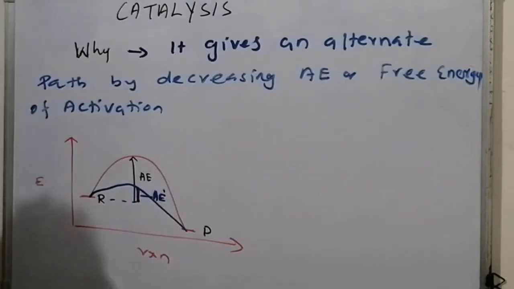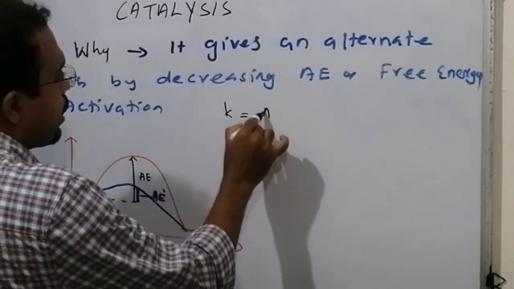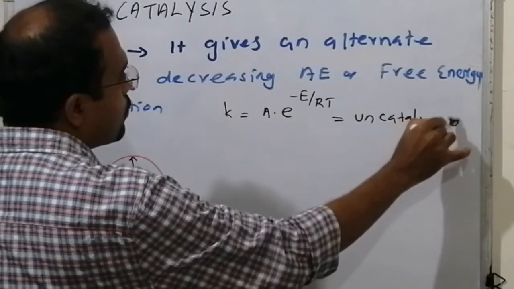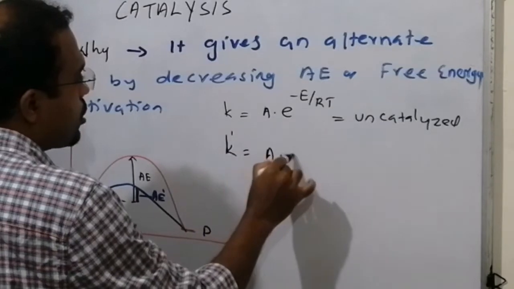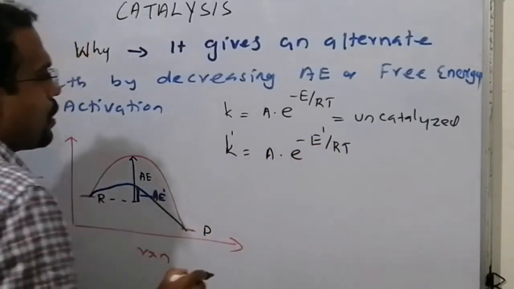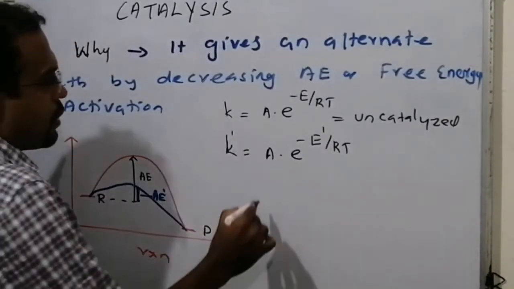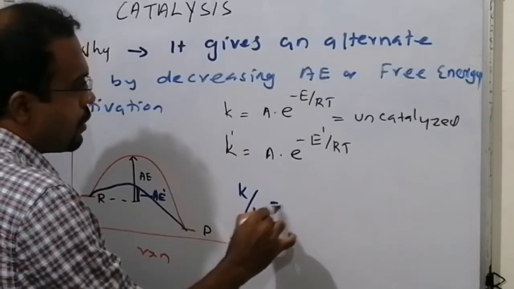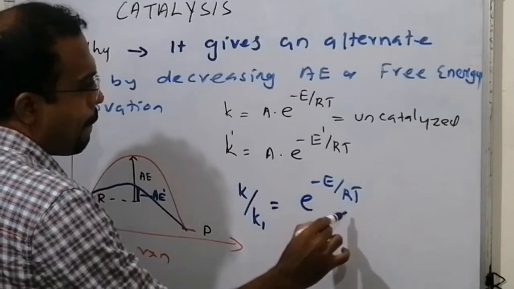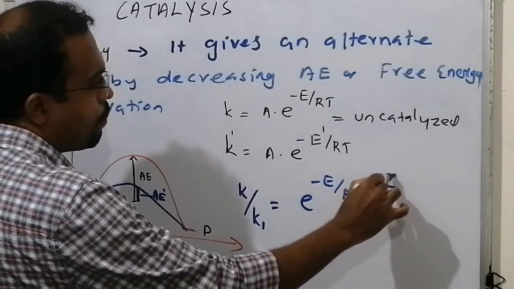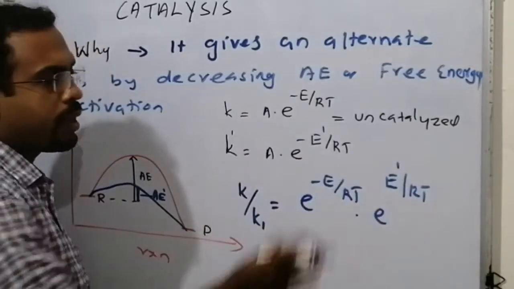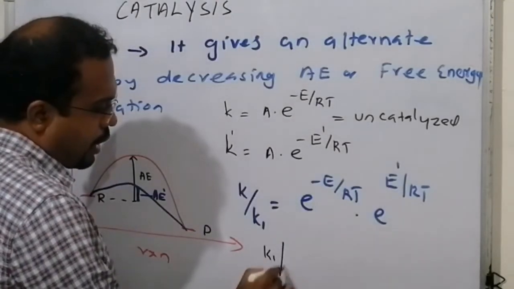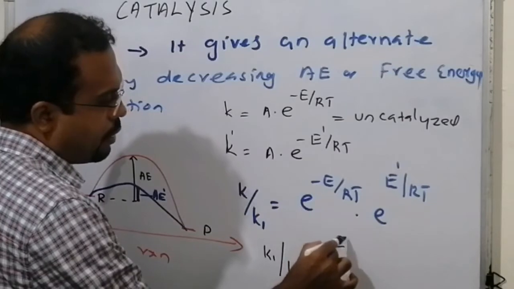The rate constant of the uncatalyzed reaction is K equals A into e raised to minus E by RT. For the catalyzed reaction, K dash equals A into e raised to minus E dash by RT. Now, K by K dash is e raised to minus E by RT into e raised to plus E dash by RT. When I combine them, K by K dash equals e raised to E dash minus E by RT.